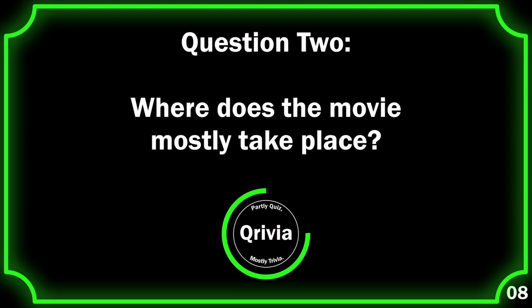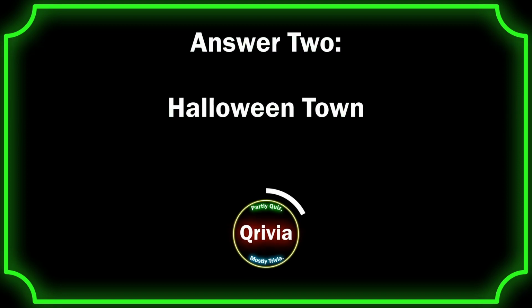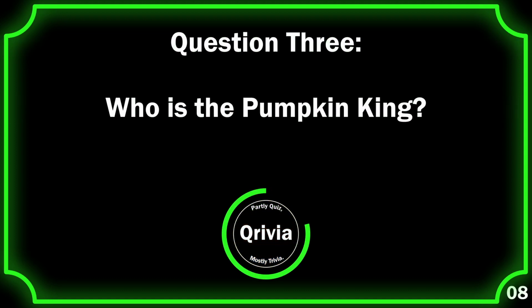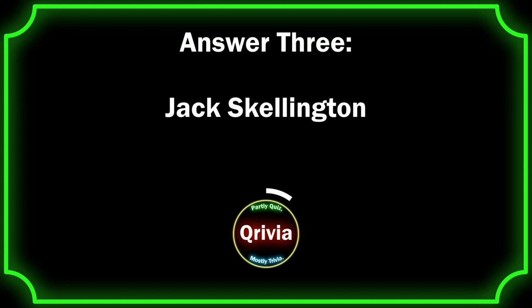Question two. Where does the movie mostly take place? It's not in Christmas Town. I'll give you that for free. Halloween Town. Nicest place one day of the year, one night of the year. Question three. Whomst is the Pumpkin King? It's Jack Skellington. You've seen him on a Hot Topic shirt.